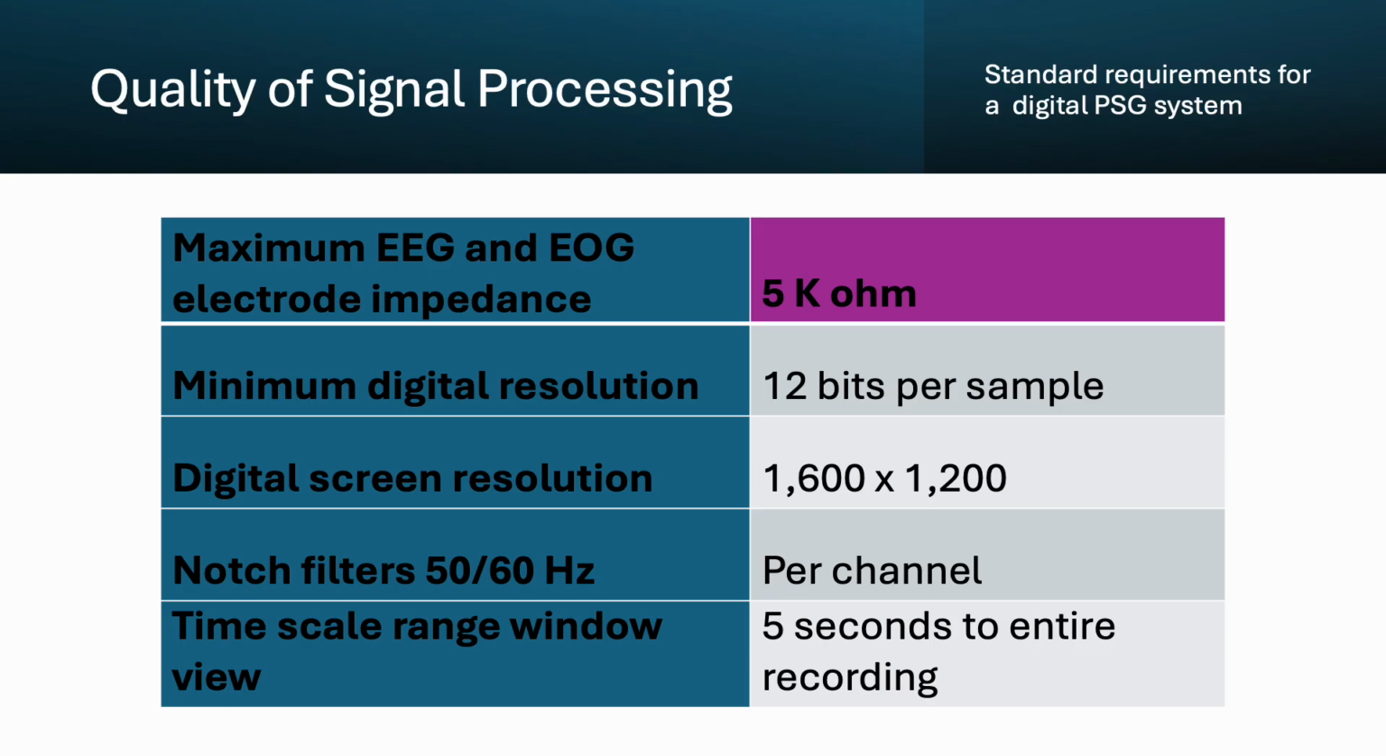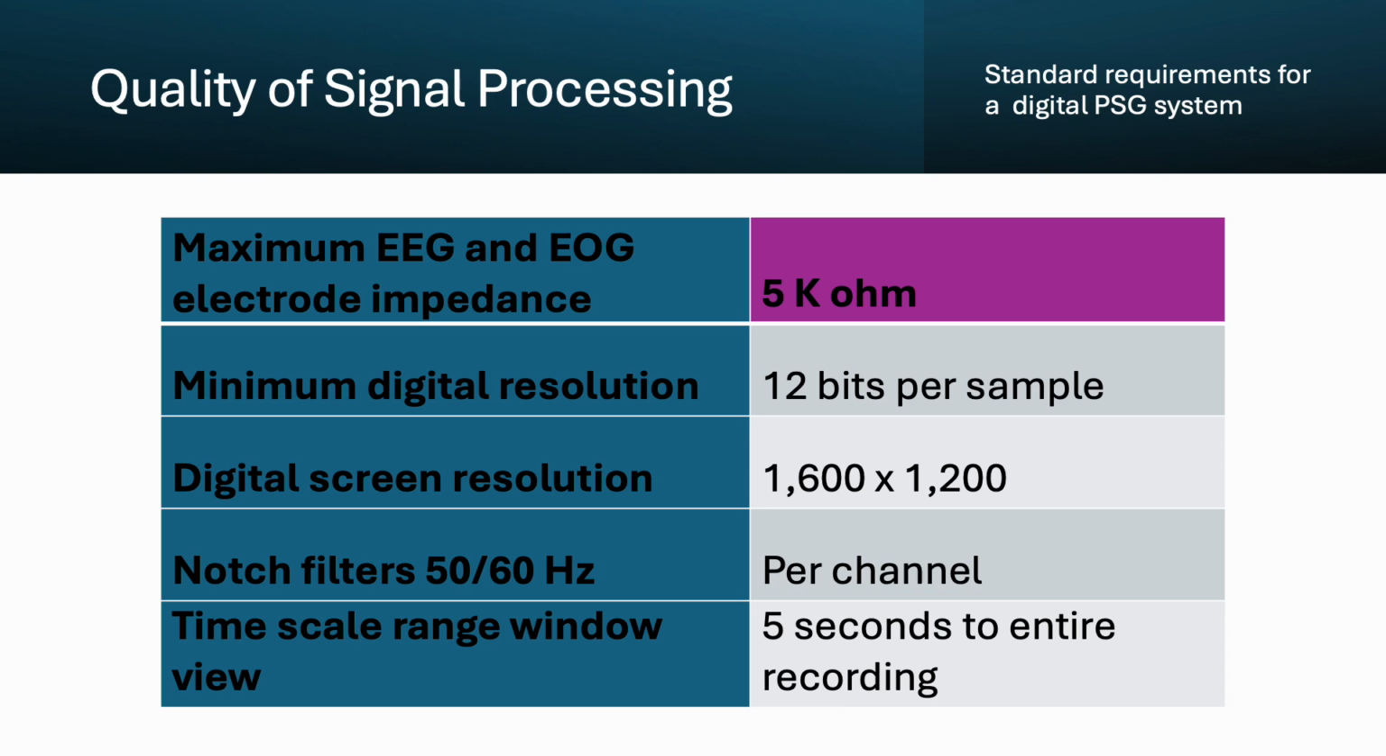These are the AASM requirements when it comes to technical specifications, and this is a good table to know for the exam. We'll talk more in detail about what each of these mean later, but you generally want an electrode impedance of no more than 5,000 ohms. Now let's talk about that. 5k ohm is the same thing as 5,000 ohms. So 5 kilo ohms, 5,000 ohms. Don't say 5,000 kilo ohms because that's totally different.